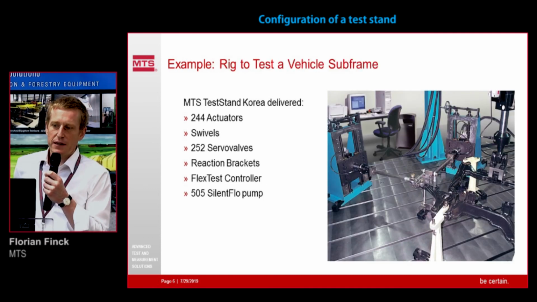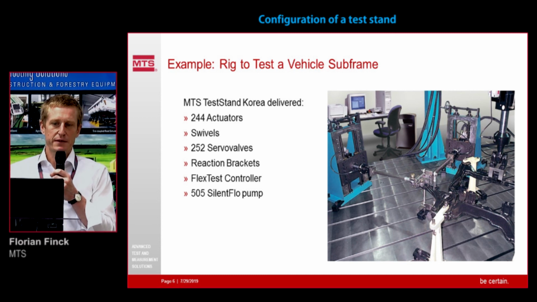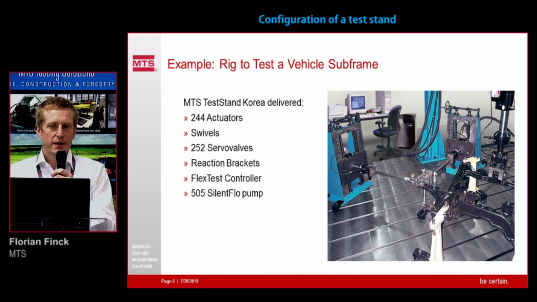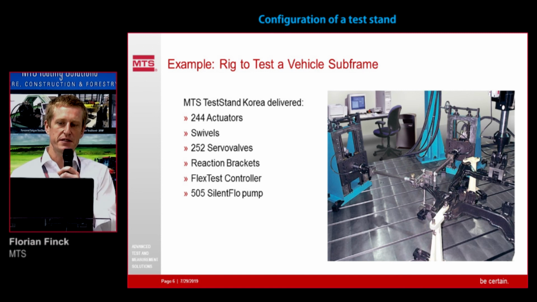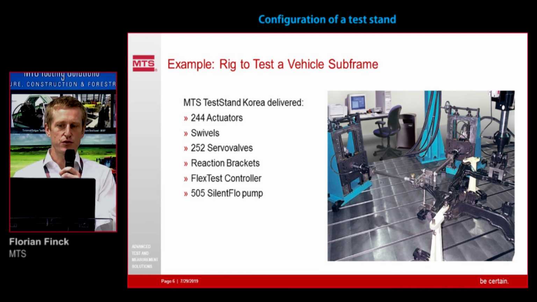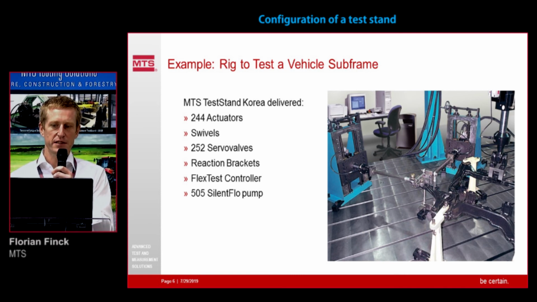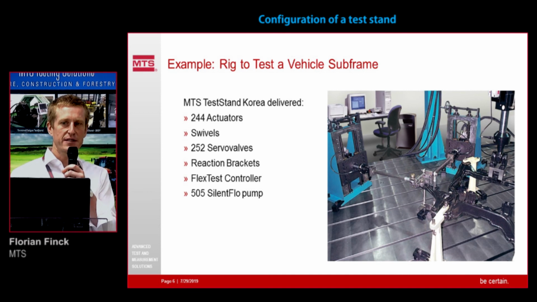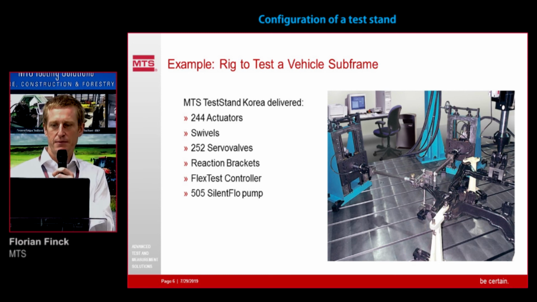So to illustrate this, there are two examples. One example is a very simple component test arrangement. It's a vehicle subframe, and what you can see here is actuators, some swivels, reaction brackets to mount the actuators and the specimen fixtures somehow on the floor, on the bed plate. And there's a number of test line components used to perform this test. So this environment is something you might change every week or every month to test different specimens. So this is what happens in a component test field a lot.